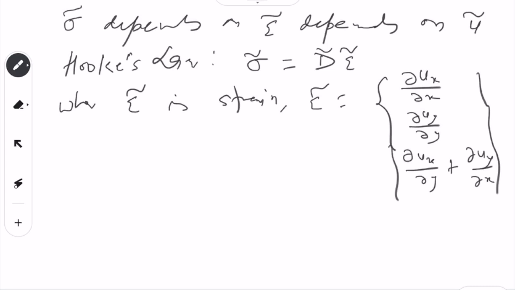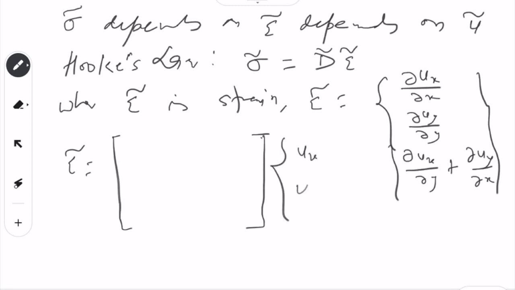This is what the strain is. Or we can say that the strain is equal to, we can also write it like this. How? We will have u here, so write ux and uy, right?